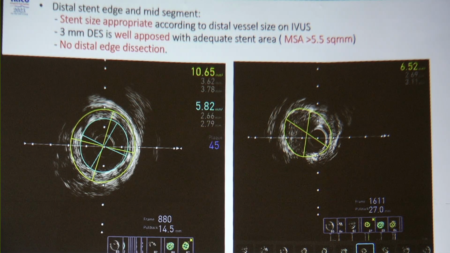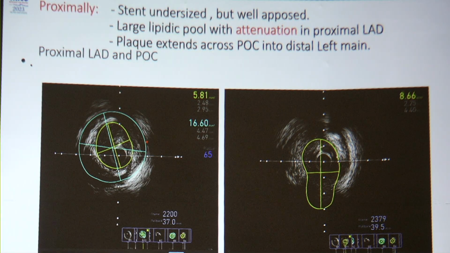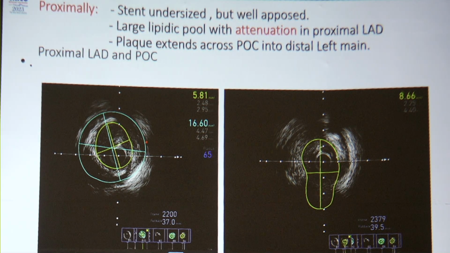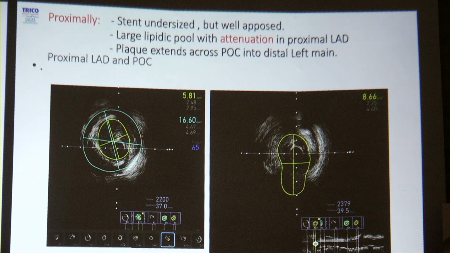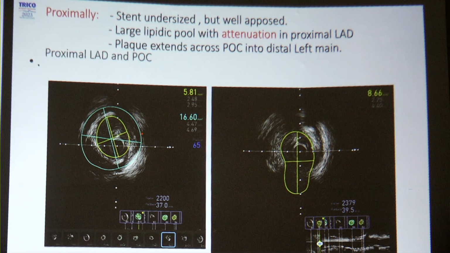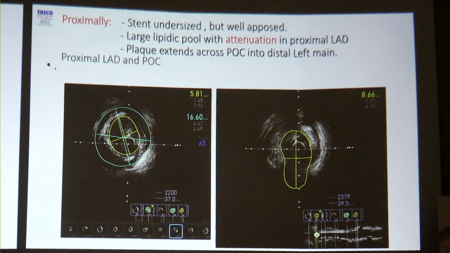Reviewing snapshots again, the distal and mid segments appeared to have an appropriate stent size according to distal vessel size on IVUS. A 3 mm stent was well apposed with adequate stent area, and there was no distal edge dissection. But proximally, the stent was undersized, though well apposed, and there was a large lipidic plaque with some evidence of attenuation in the proximal LAD, and a plaque extending across the POC into distal left main. The vessel size in the proximal LAD was approaching almost 4 to 4.2, and for that size, the stent, though well apposed, was undersized.